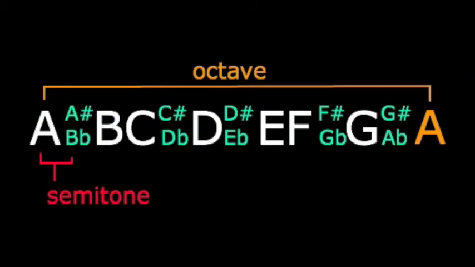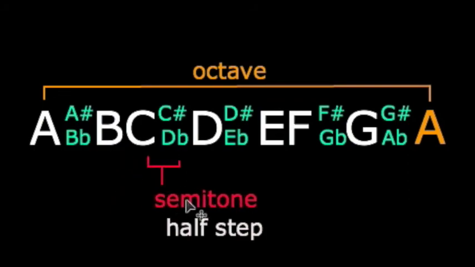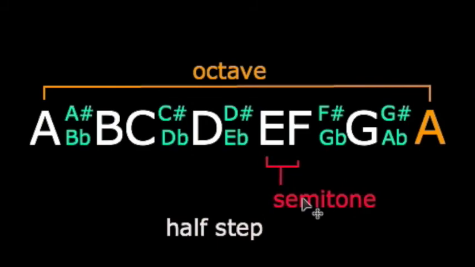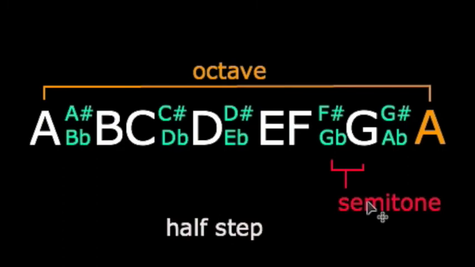If you play the A string, A, first fret, A sharp, second fret, B, third fret, C. So these semitone movements are also called half steps. A half step will always be a half step. So if I move the semitone marker to B, the space between B and C is a half step. The space between C and C sharp is a half step. The space between D sharp and E is a half step or semitone. The space between E and F is a semitone. The space between F sharp and G is a semitone, and so forth.